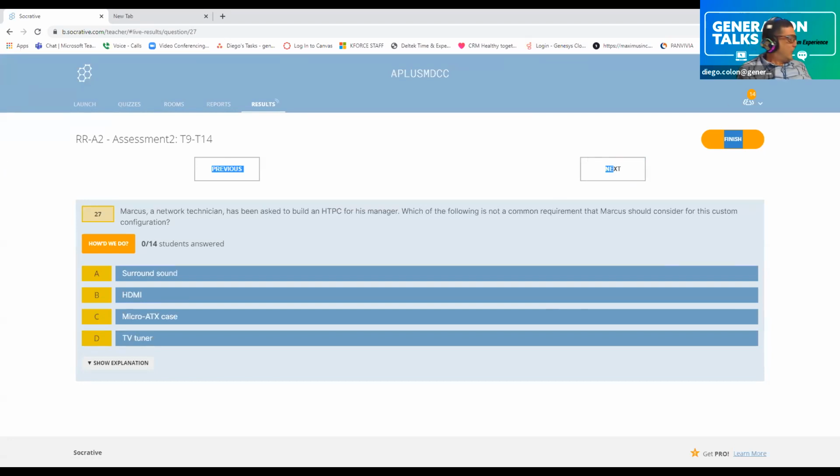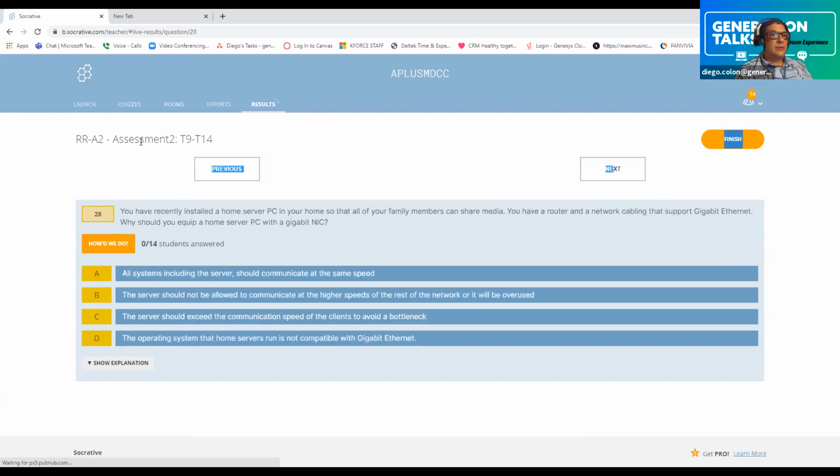Next one, Arturo. Marcus, a network technician, has been asked to build an HTPC for his manager. Which of the following is not a common requirement that Marcus should consider for his custom configuration? I said the micro ATX case. Definitely, I wouldn't need that, and I wouldn't even recommend it, because this is a home theater PC. In this case, you're going to need the surround sound, the HDMI, and a TV tuner. As for a smaller case, that's not going to help you.